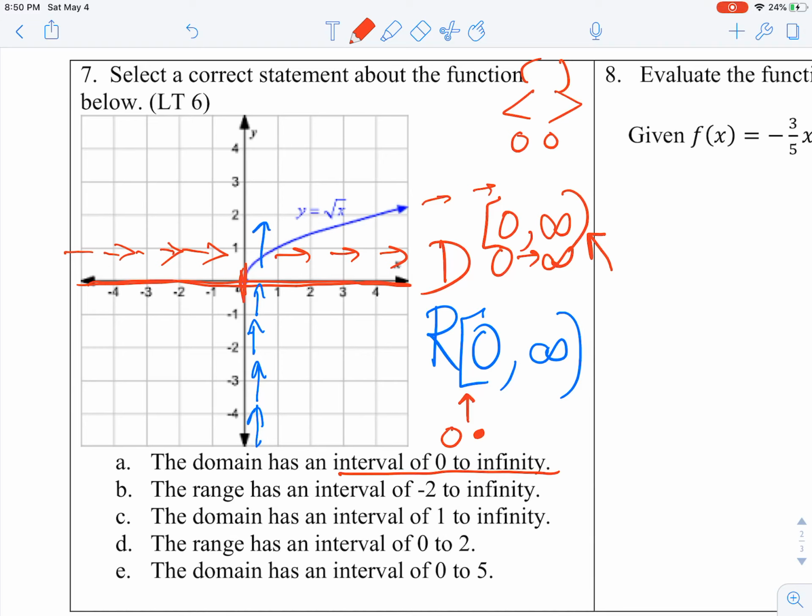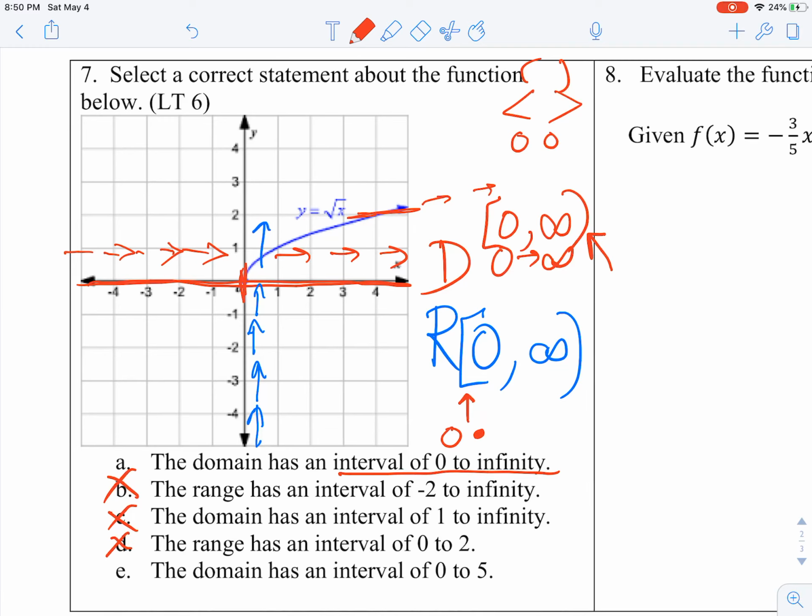So the second one, does the range have an interval of -2 to infinity? Absolutely not. Does the domain go from 1 to infinity? Nope. How about the range? Does it go from 0 to 2? That was a trick question because it kind of hovers around 2 right there, but that's not where we want to end up. It's going to continue up and right.